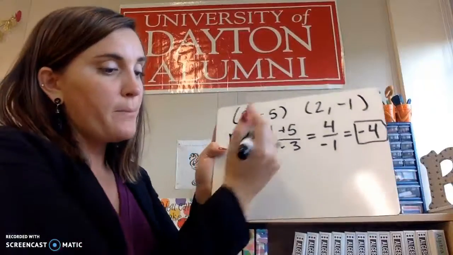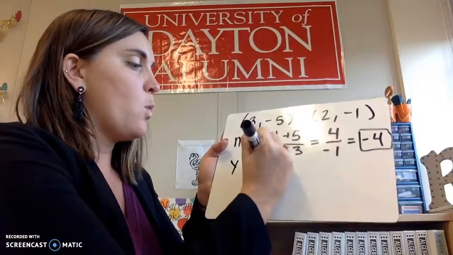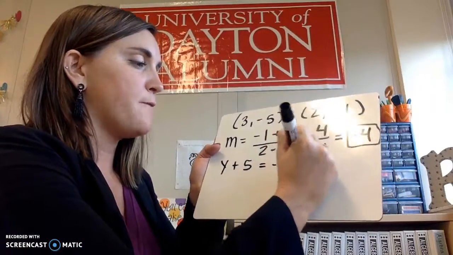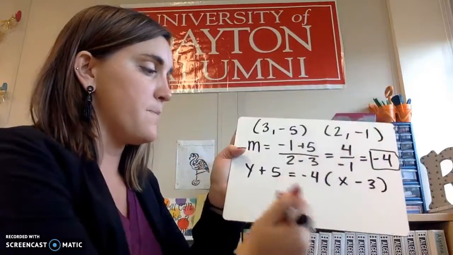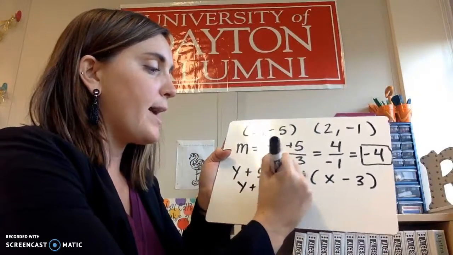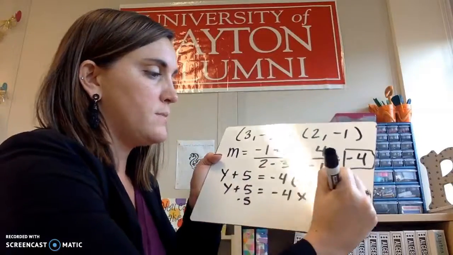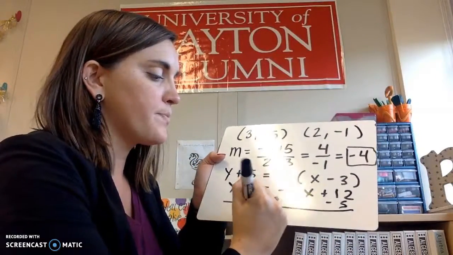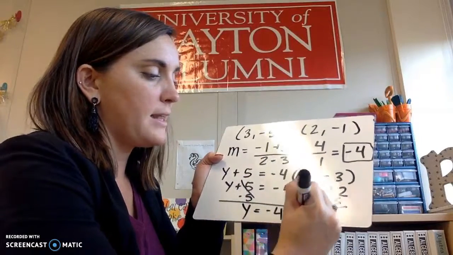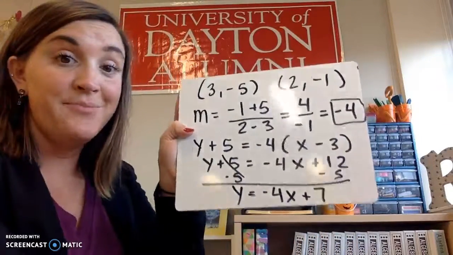Okay, we've got our slope. Plugging that into point slope form: y plus 5 equals -4 times (x minus 3). So y plus 5 equals -4x plus 12. Subtract 5 on each side: y equals -4x plus 7. Awesome. 1 more to go.